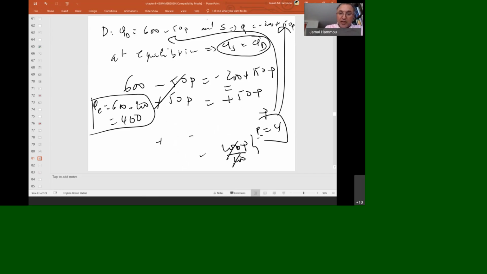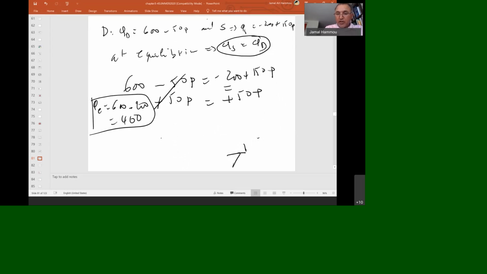It's good to know. I know it's 400, but just to be sure that my calculations are correct, what I'm going to do is plug the number in both equations and see if I come up with the same thing. So QS at the price equals 4: minus 200 plus 150 times 4, it's 600 minus 200, that's 400. So now I have the same solution, QS equals QD. Then I will go back and build my graph based on this equation.